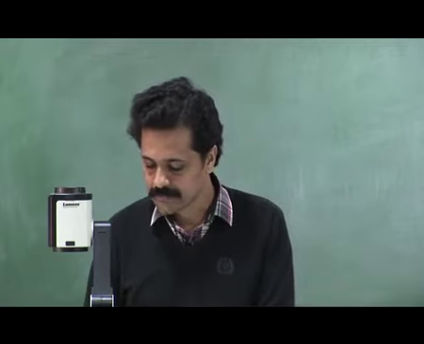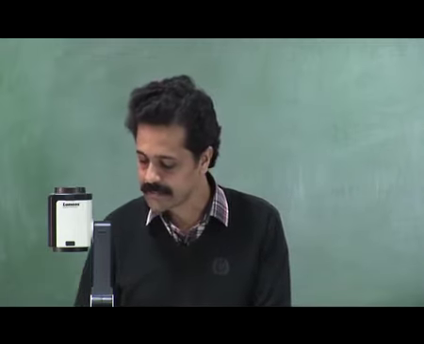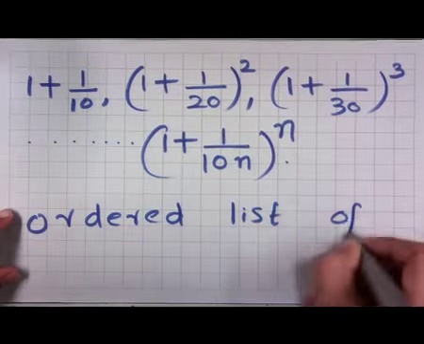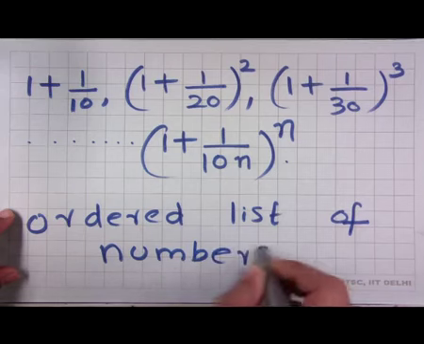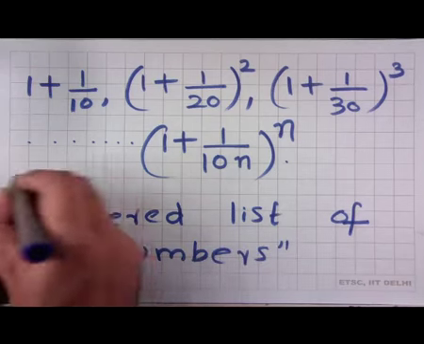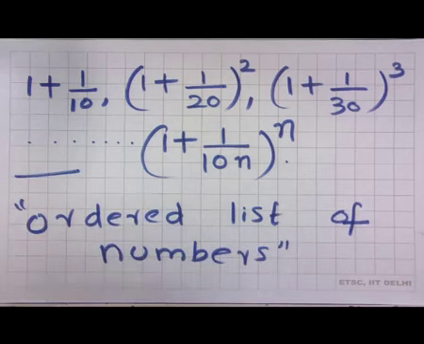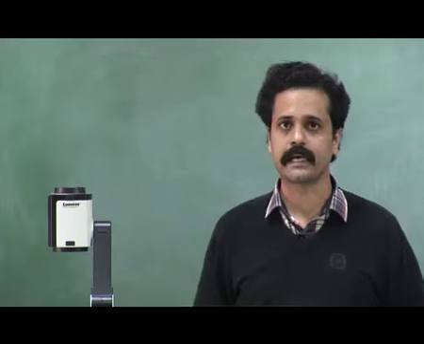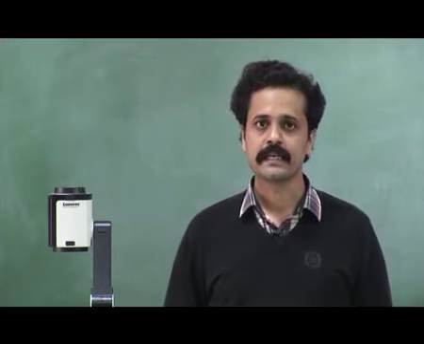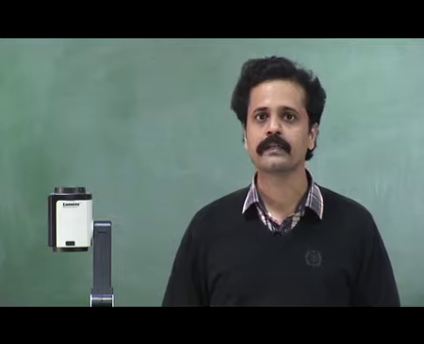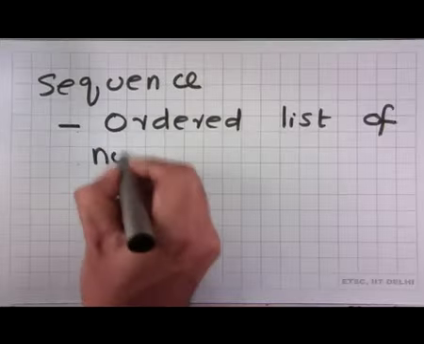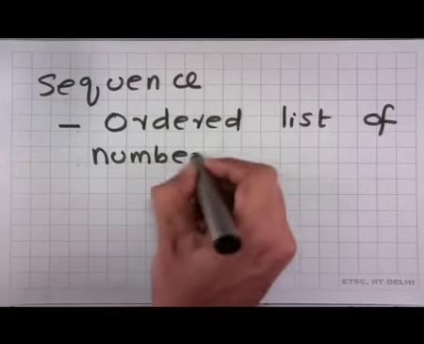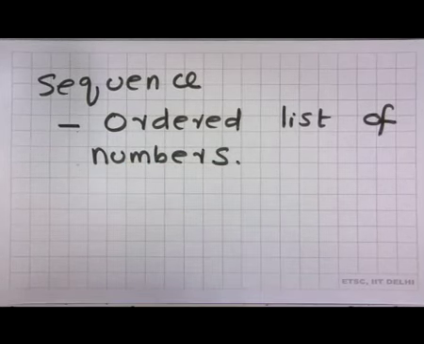an ordered list of numbers. Do you see it? In all these examples, in one way or the other, we deal with an ordered list of numbers. A sequence, informally, is an ordered list of numbers.